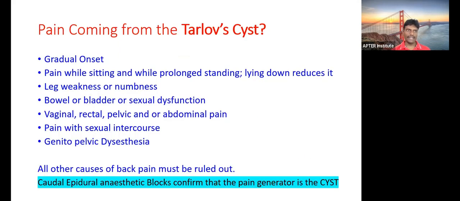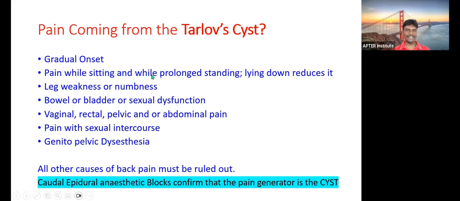Oftentimes, as a physio, we do get patients with a mechanical low back pain. It's very rare to have patients coming with the complaints of Tarlov cyst. But we need to know what will be the clinical features if the pain had to come from the Tarlov cyst. It's very important to discern whether the pain is coming from the Tarlov cyst or the pain is a normal mechanical pain with the coincidental or incidental Tarlov cyst in the MRI, because you have to make a clinical decision based on the clinical signs and symptoms. Then you can choose to treat the patient if they have mechanical back pain, or you can refer the patient to a surgeon in case the Tarlov cyst is the reason for the pain, so that the surgeon can do a surgical treatment.